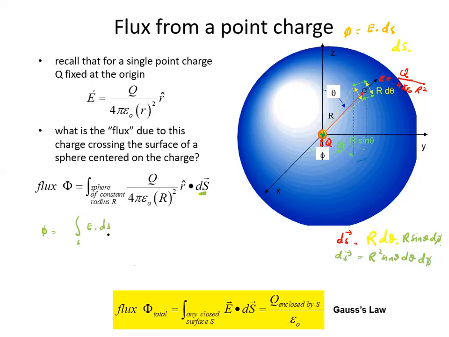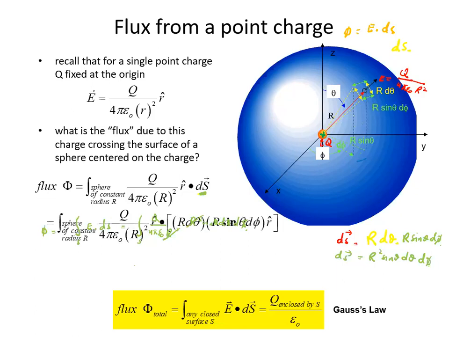Okay, flux is the surface integral E dot ds, which is the surface integral, where E is q divided by 4 pi epsilon naught r square, dot ds. And ds is how much? r square sine theta d theta d phi. Okay, so r square goes away with r square, right?